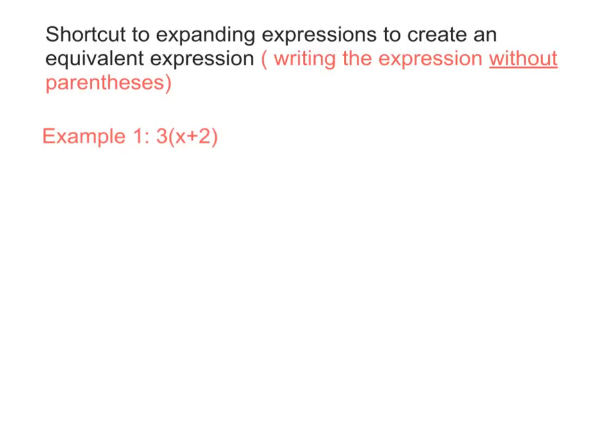So if I have 3 of everything inside the parentheses, my shortcut is going to be to multiply 3 by what's inside. So that's going to be 3 times x. And I'm also going to have 3 times 2. Okay, so I have 3 of everything inside the parentheses. So this gives me 3 times x is 3x, and 3 times 2 is 6.